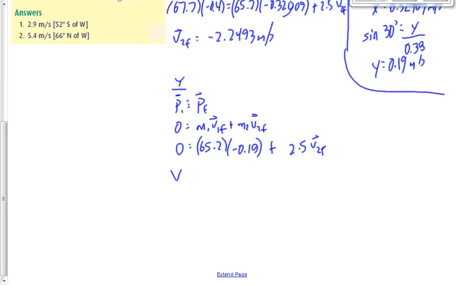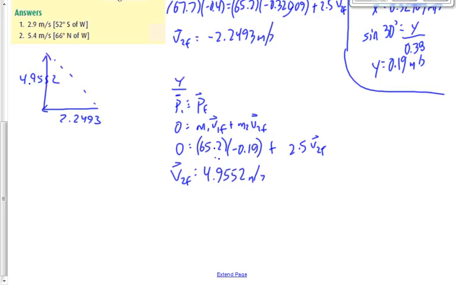Tyler, what does that work out to be exactly? 4.9. Thank you. And it's a positive value, right? Because this one went over to the left side by adding. Okay. We got negative 2.2493. We've got 4.9552. We want to find the angle and we want to find the resultant speed.